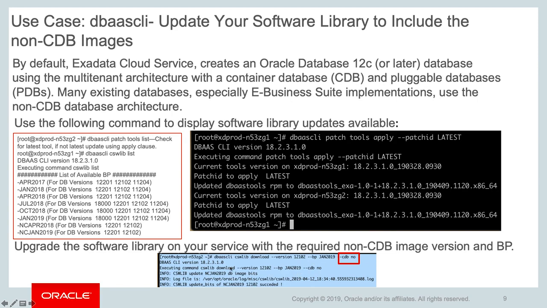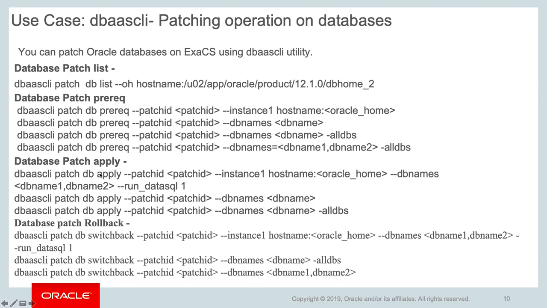And once you have this software in place, you would be able to create a non-CDB database. We will see an example of how we can create it using Diva's API when we go further in the slides. You can also use Diva CLI for patching operations on the database, and it works for database homes as well as the grid infrastructure software home. Diva CLI simplifies the patching operation. Internally it uses the exadbc patch multi command, but it's just a wrapper on top of it and simplifies the patching operations.